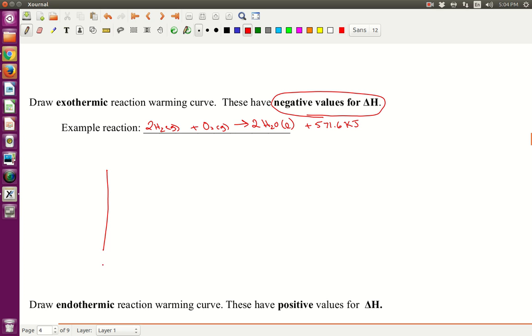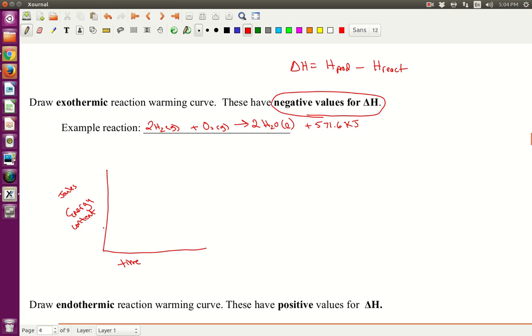Okay, so what would the warming curve look like? In this case, we have energy on one side, and over here we're putting the energy content. How much energy does it have? Energy content is on the axis, and it's usually in joules or kilojoules. And then this is going to be basically time. As time goes by, what happens? Well, it's an exothermic reaction, so it has negative values. So delta H is the H of the products minus the H of the reactants.